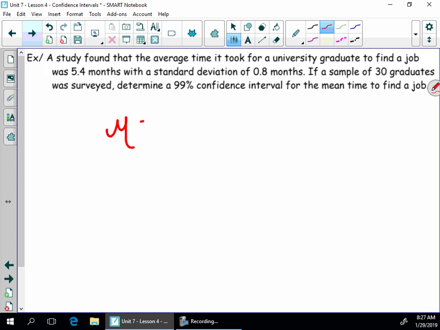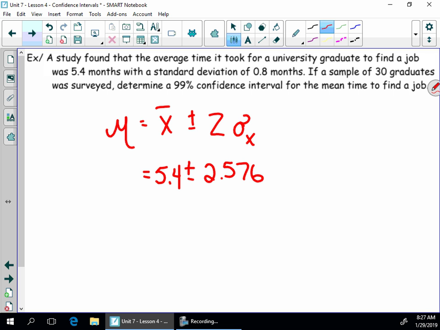So my formula is this. What was my sample mean? My sample mean was 5.4 months. That's what we found for our sample. I'm going to get a range into which it's going to fall, and I want to be 99% confident, so 2.576 would be my z-score. My standard deviation for my sample: well, we found for our sample it was 0.8 months, but we only talked to 30 people. So that standard deviation isn't all that accurate. We're going to make our standard deviation a lot smaller.